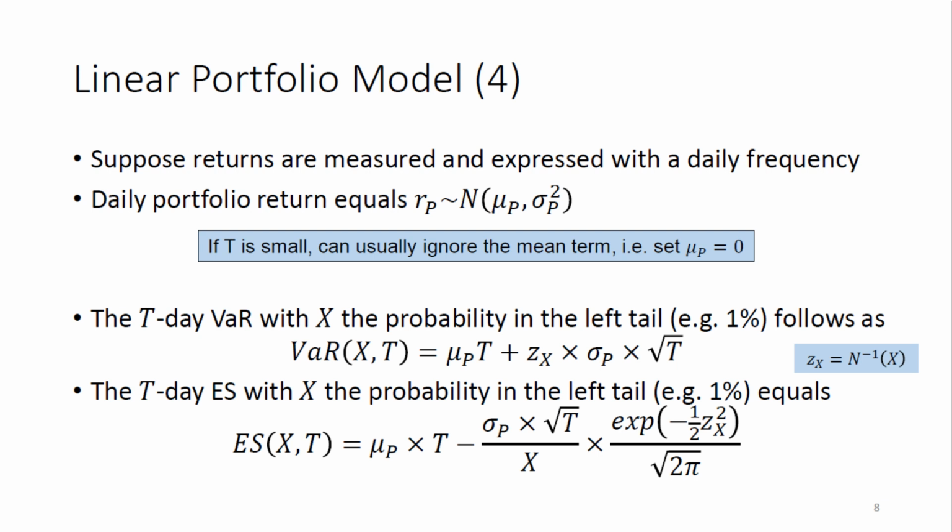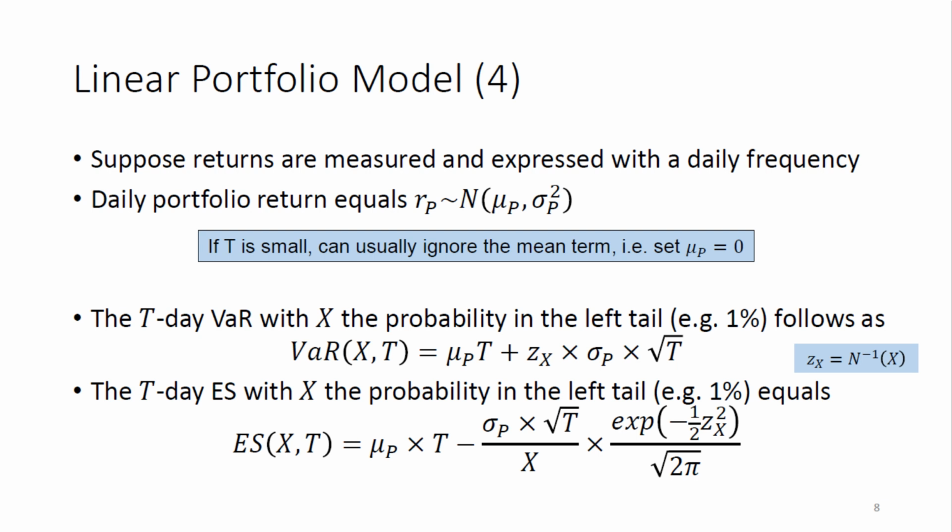The mean and the standard deviation, you have estimated them before, using as input the historical variances and covariances and mean returns of the underlying assets in the portfolio. And T is simply the time horizon that you set.